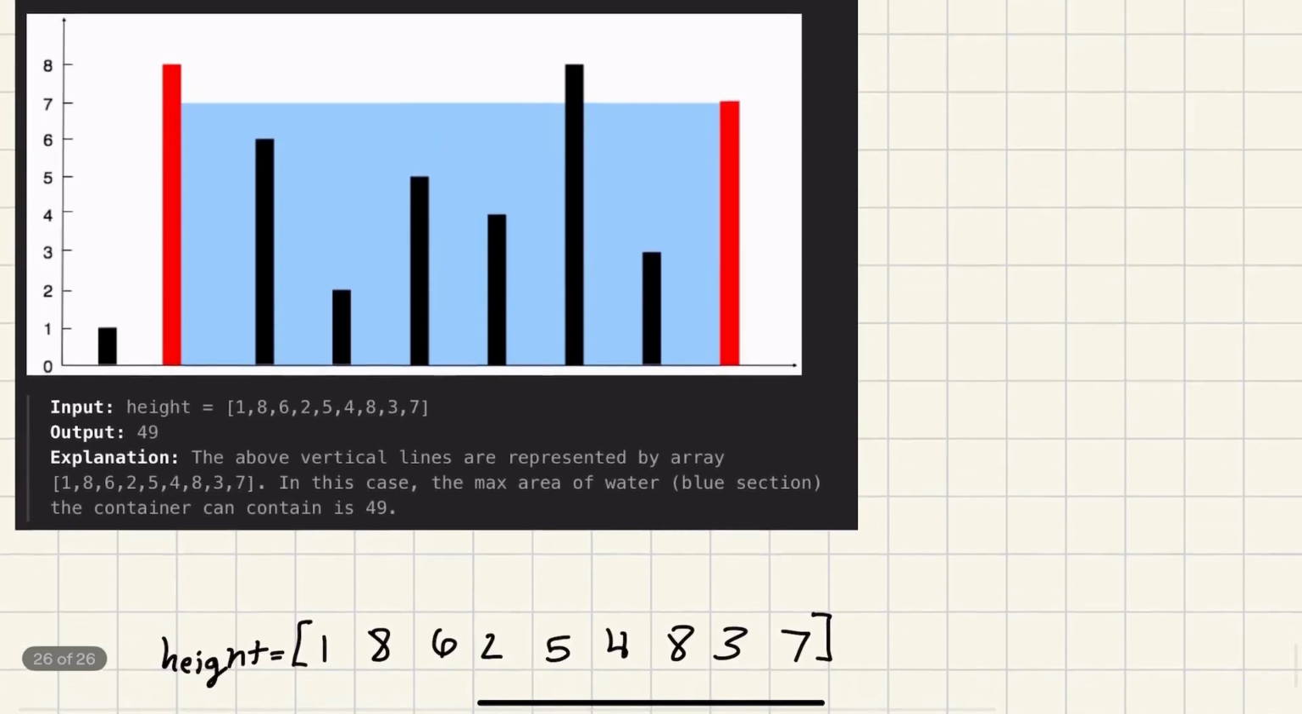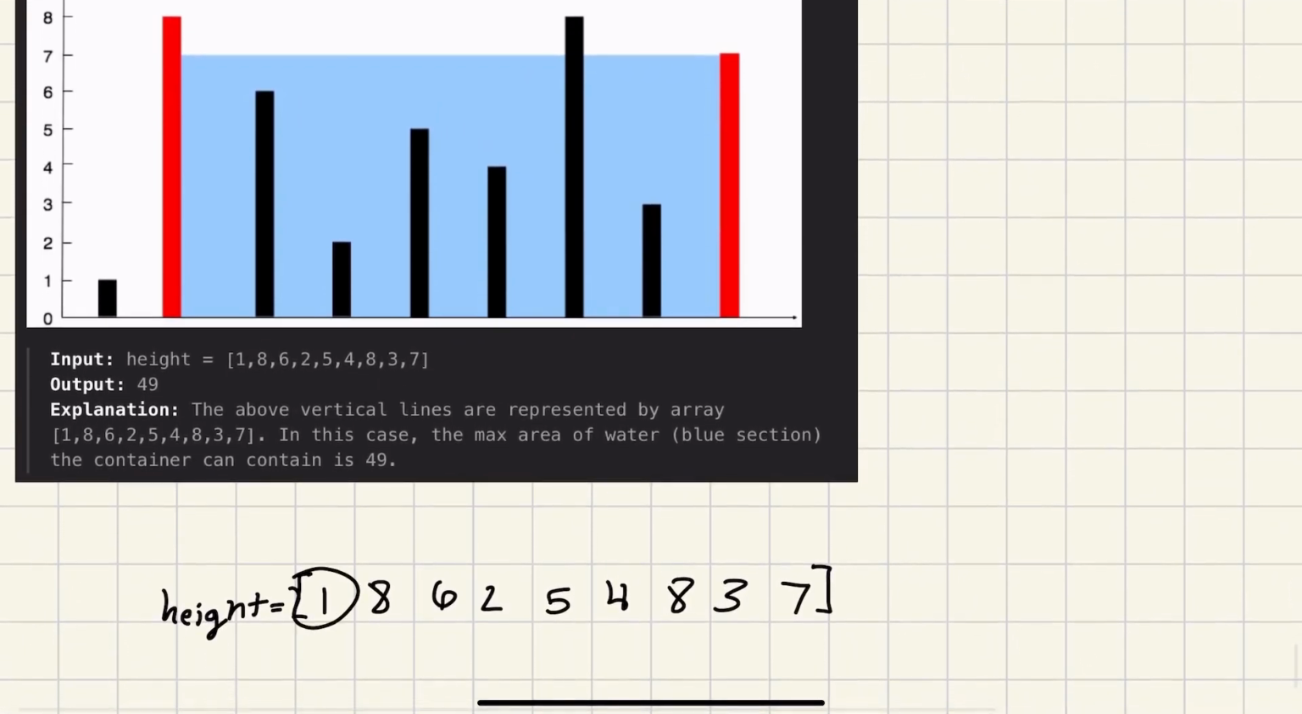Well, if we look at their image, this 1 corresponds to this block, this 8 corresponds to here, and notice that they have a height of 8. This has a height of 8, this has a height of 8, a 6 with a 6, and so on. Now, if I were to pick two pillars in here, which one of these would make the biggest possible container?